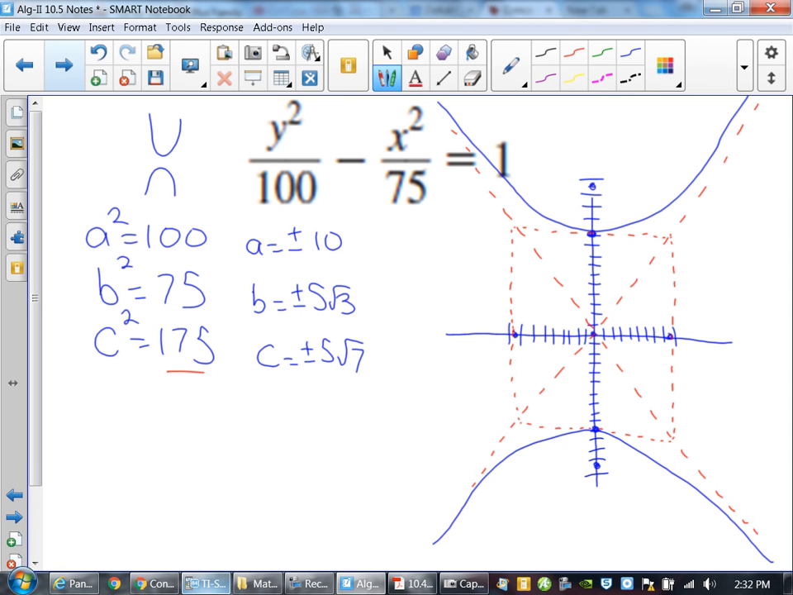Artie, what do you got? The asymptotes are always the diagonals of the rectangle, through the corners. That's why I draw the rectangle, because then I can get that through there, and then I can just count. I know I went up 10 and I went over 5 root 3.